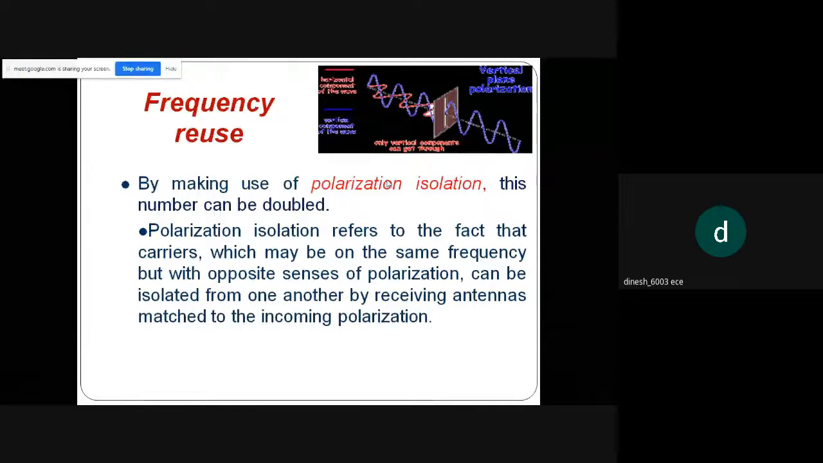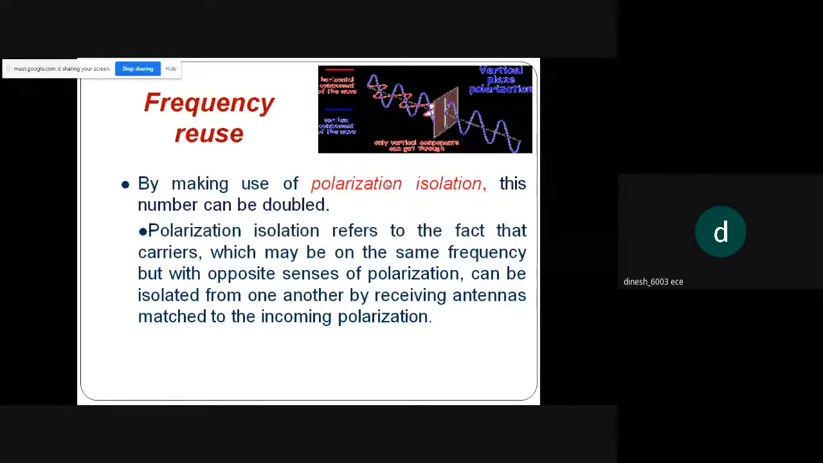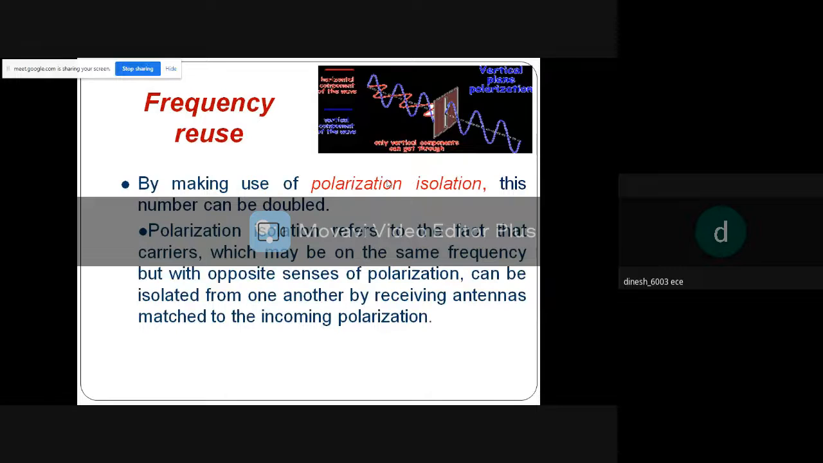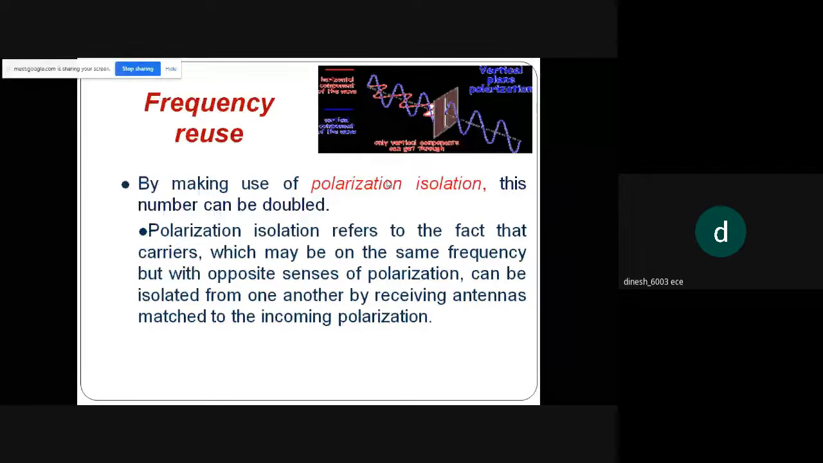You can see a diagram which has a horizontal plane and a vertical plane. The horizontal plane can be removed, and only the vertical plane polarization can be set. Polarization isolation refers to the fact that carriers which may be on the same frequency but with opposite sense of polarization may lead to errors at your receiver side. So that can be isolated from one another by receiving antennas.